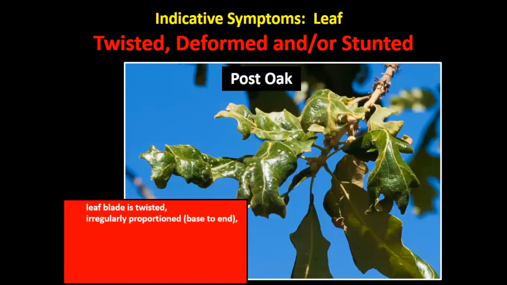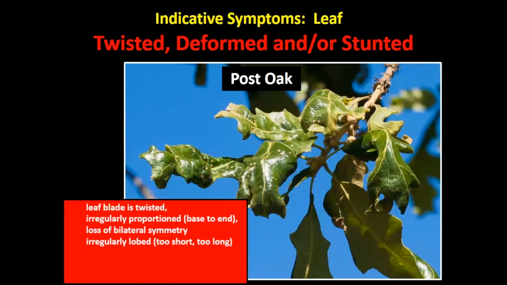Secondly, you can see that the leaves are often irregularly proportioned from the base to the end. The base may be too big in relation to the end of the leaf, what we call proximal to distal ends, or the other way around. It may be very small at the base end compared to normal and very expanded at the end of the leaf. That's kind of common. There's a loss of bilateral symmetry, meaning that the blade tissue on one side doesn't match the blade tissue on the other side, which would be normal in most of our leaves.